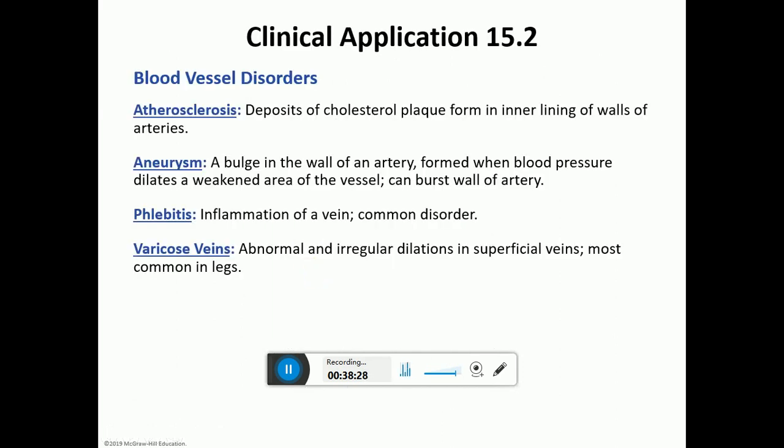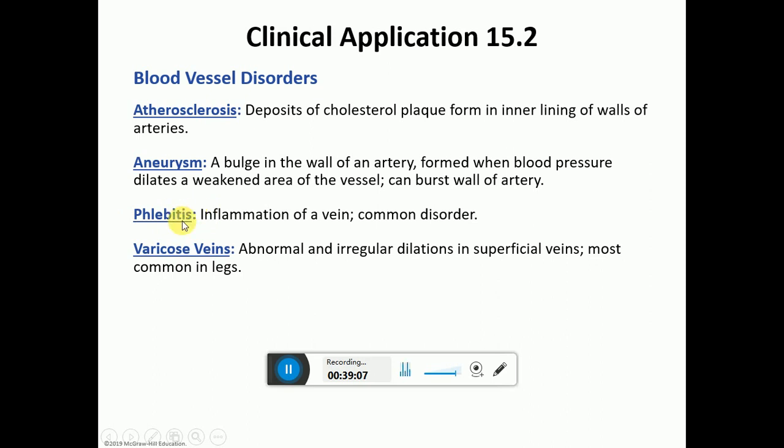A little bit on blood vessel disorders. So there's atherosclerosis, which is the deposition of cholesterol plaques underneath the endothelium, and it leads to irregularities and is a risk factor for developing blood clots. We've got aneurysm, which is a little bulge found in the wall of an artery, and that is due to the weakness of the tunica media, and it can happen due to high blood pressure. Okay, if that aneurysm is really weakened, it can burst, leading to internal hemorrhage.